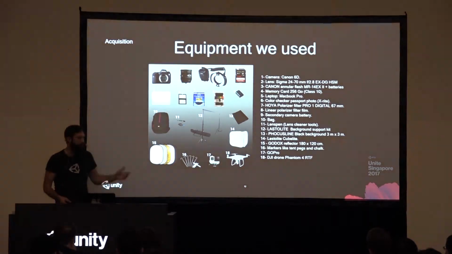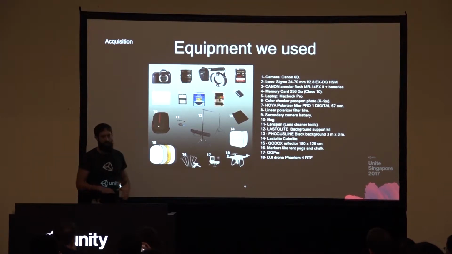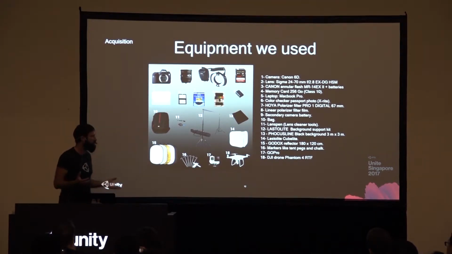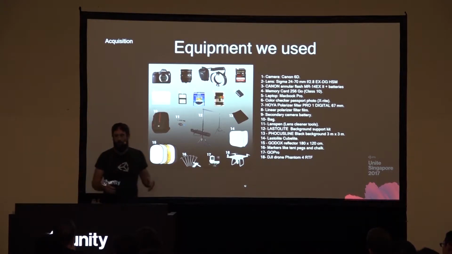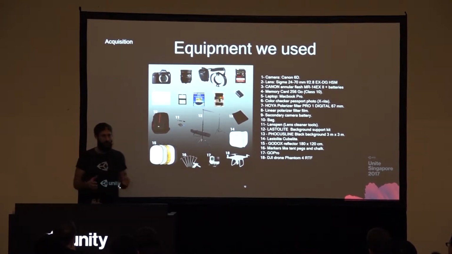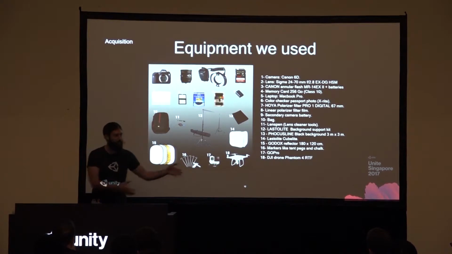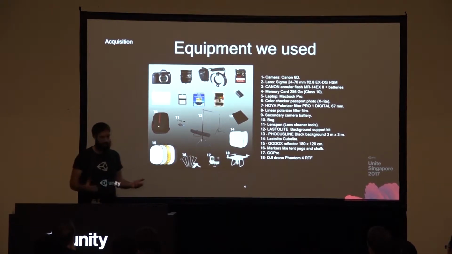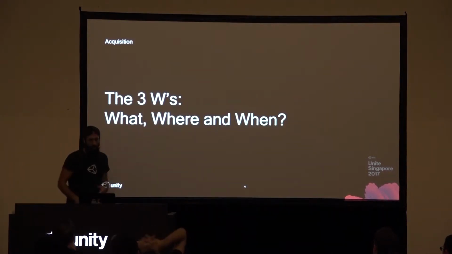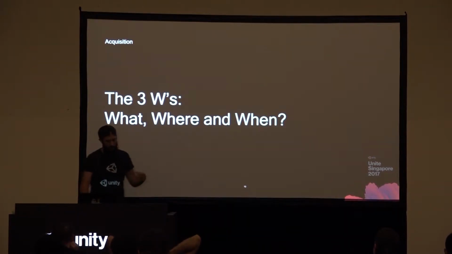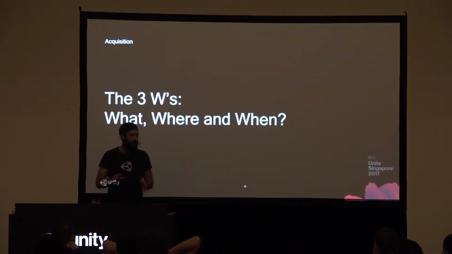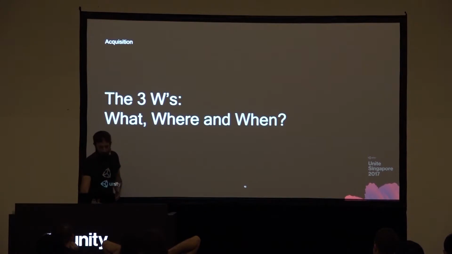The equipment that we use, I'll go fast on it. It's kind of standard. You have to know that, maybe with a drone and everything, it's 10,000 euros or something like that, but it's mostly the PC and the drone which are expensive, but the rest is quite cheap. Then the next thing that you have to do is the 3 W's: when, what, where.